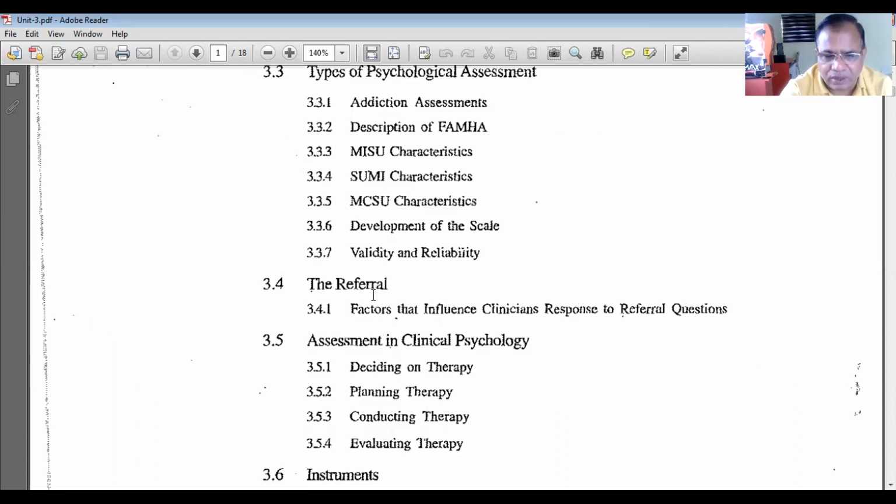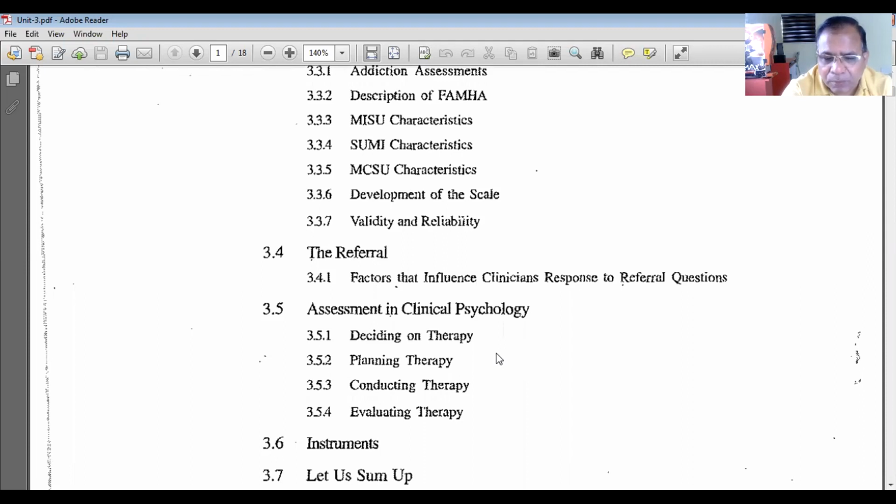Then the referral. It is about the person who accompanied the client, what he says or what she says. Then, assessment in clinical psychology.